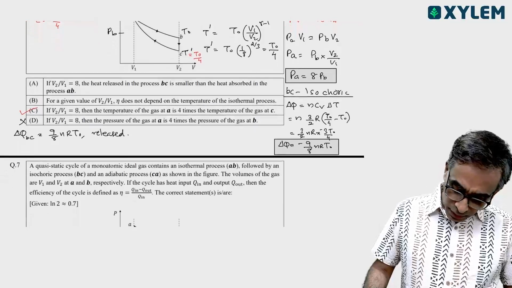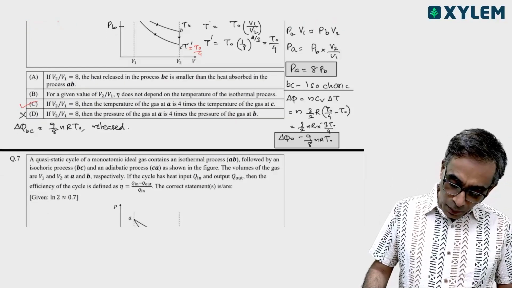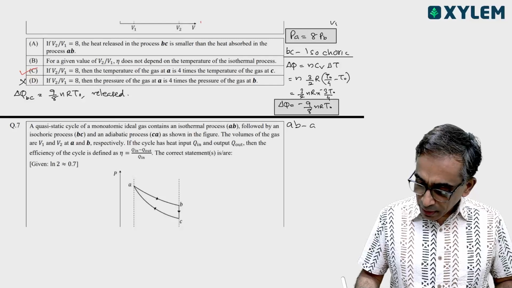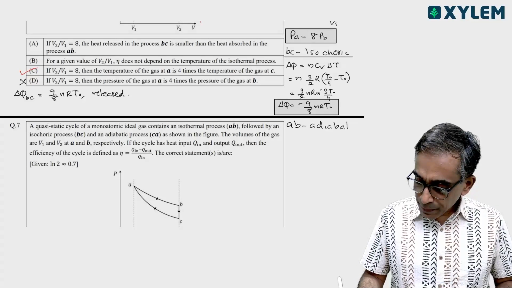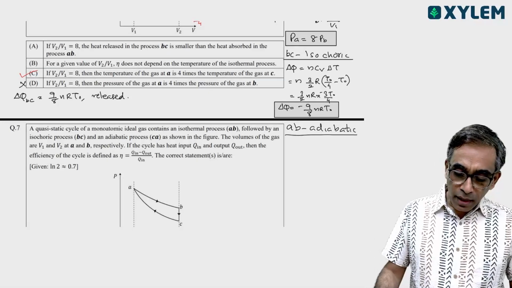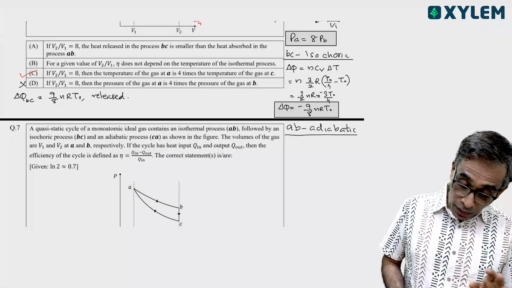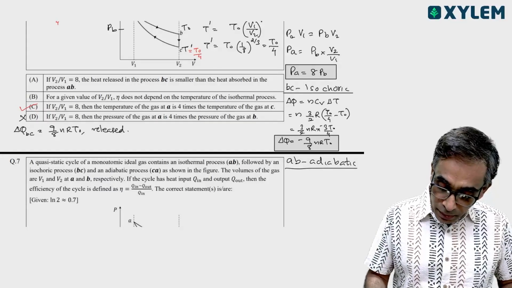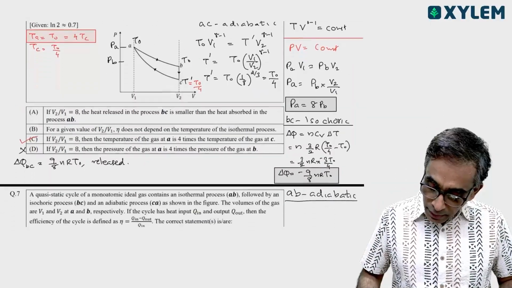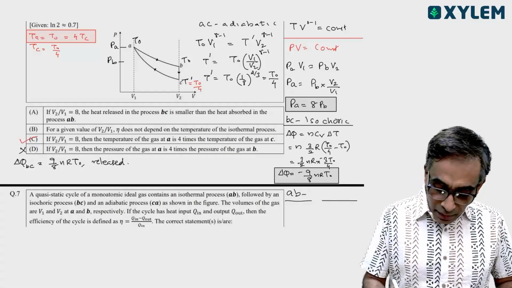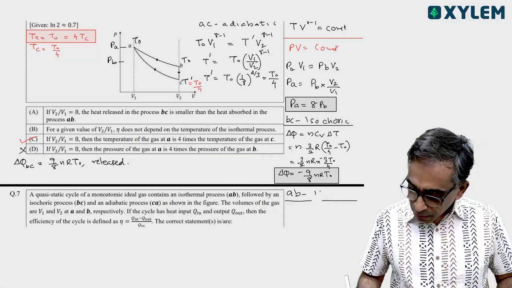Next one, you have your other process AB. As we said earlier, അതൊരു adiabatic ആണ്. AB is not adiabatic. AB is isothermal. AC is adiabatic. AB is isothermal.